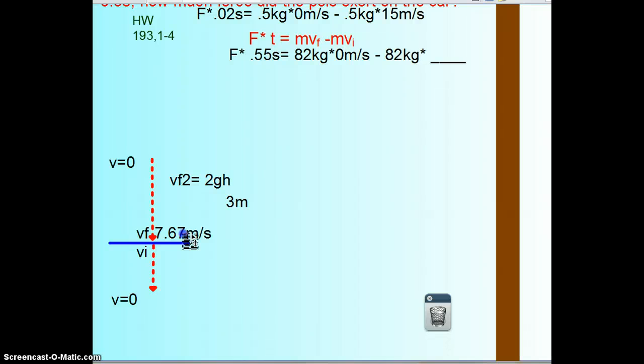So that's the speed he hits the water, so that's the speed he enters the water with. So that becomes our VI up here. So now, this is 0. We multiply these two out. And I got, and then of course, 629 here. So I got a minus 629. That's a 0. I have to divide by the 0.55. And I get an answer of 1,144 newtons.